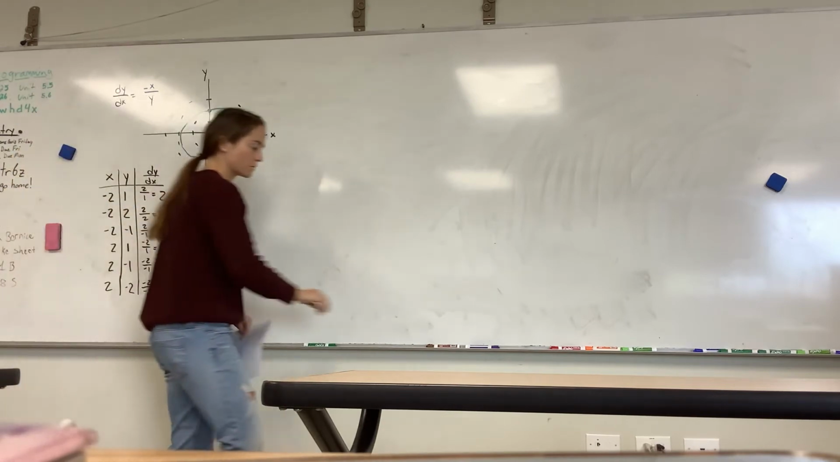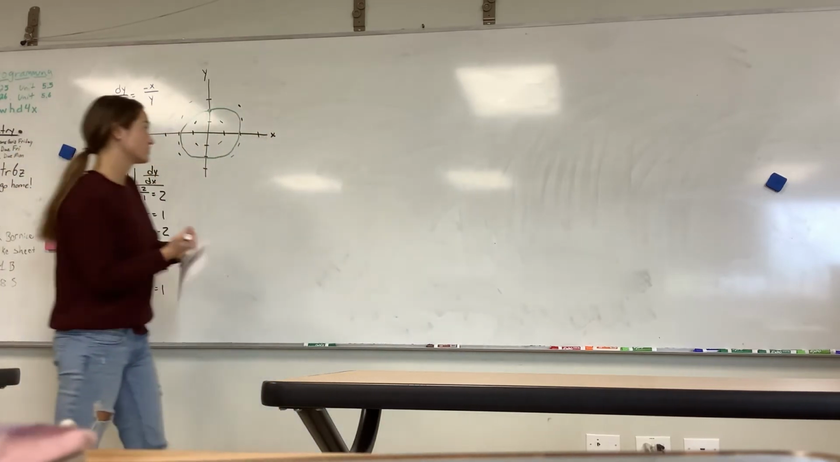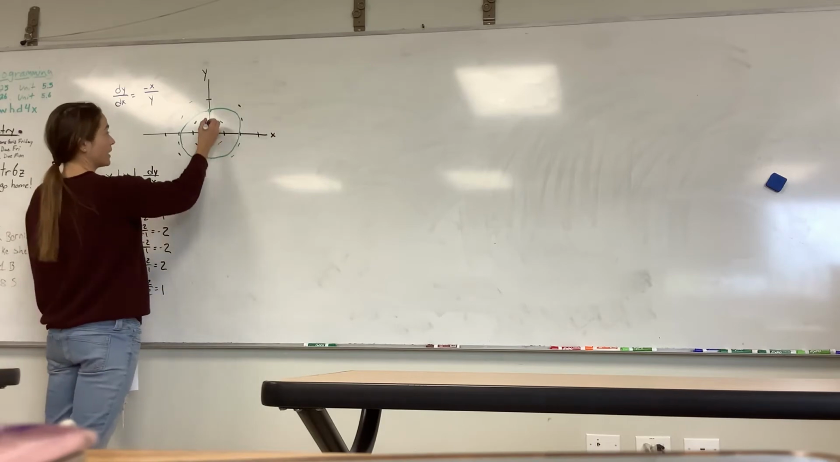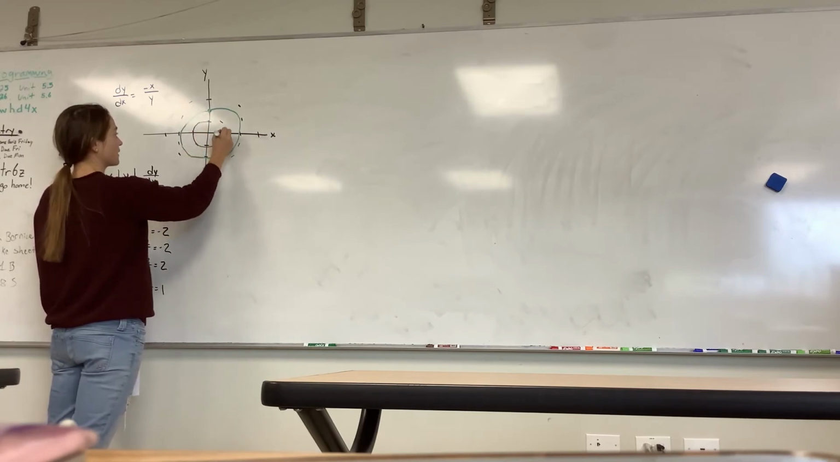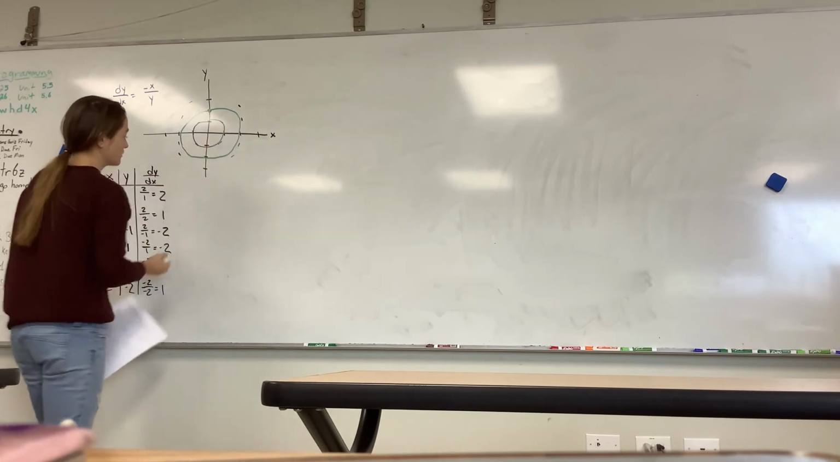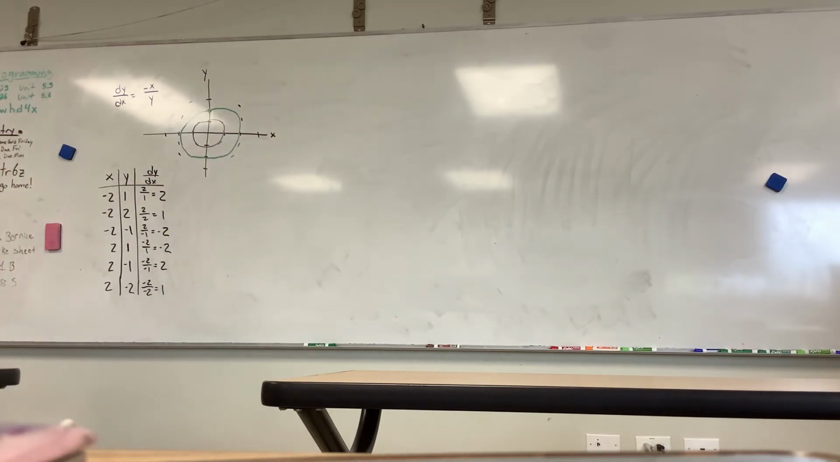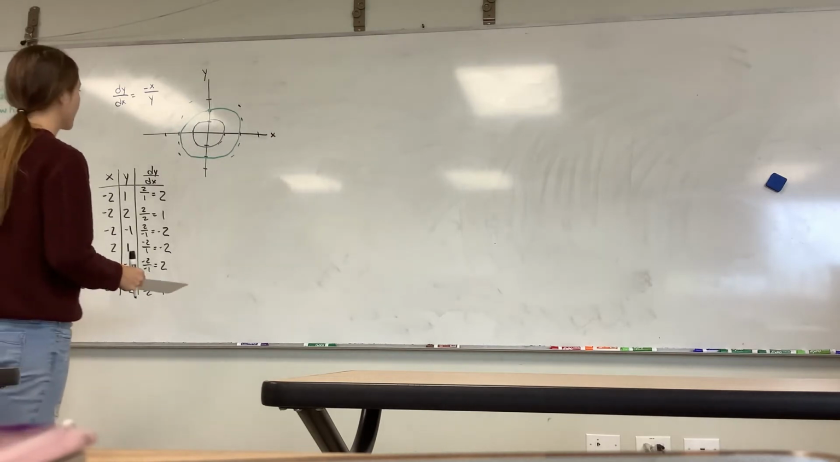If I wanted to do a particular solution for 0, 1, I would start here and do the same thing. I would come across and try to follow the slope lines and what they're telling me to do, like this. So if you notice, what this is not a great picture of, but it's supposed to look pretty similar to a circle. Let's prove it by figuring out the equation, right?